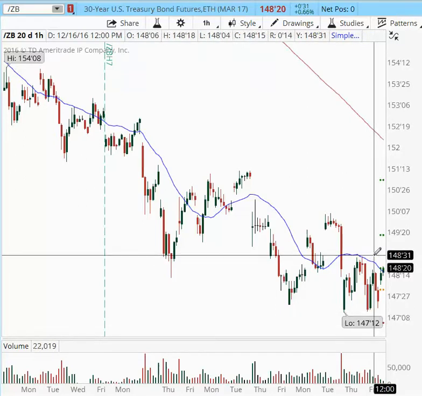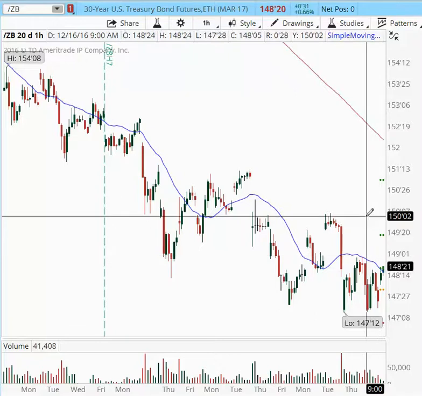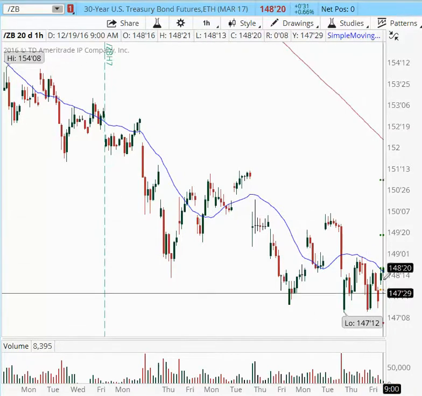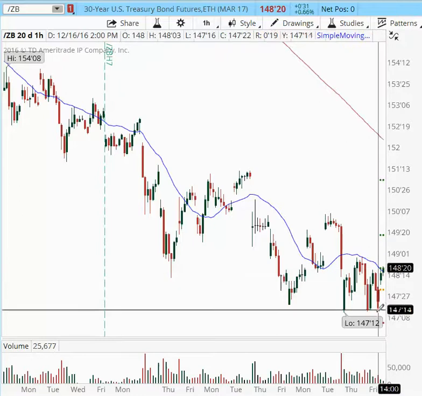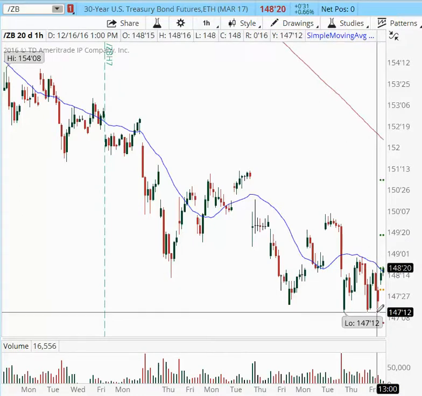147.12. I think that 149 is going to be an important line in the sand for the 30-year Treasury bonds, as they have a potential to turn around all the way testing these highs right here into 150. So let's see if this is going to be the case. This is a very early entry. This early entry can also be considered for a potential swing trade.